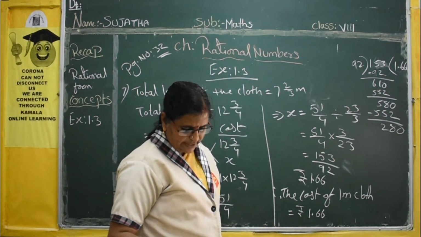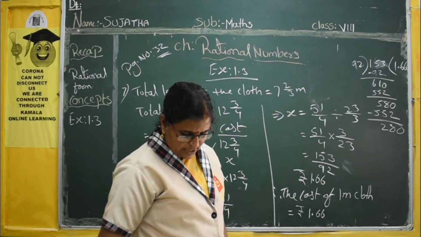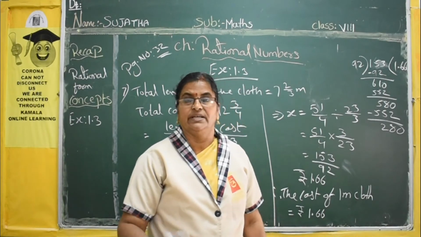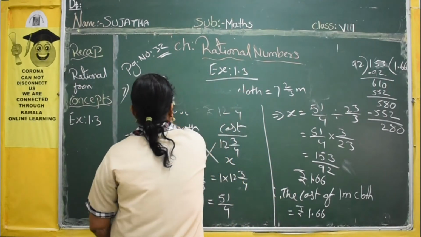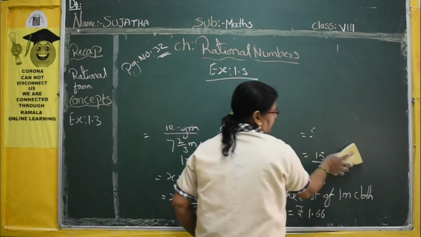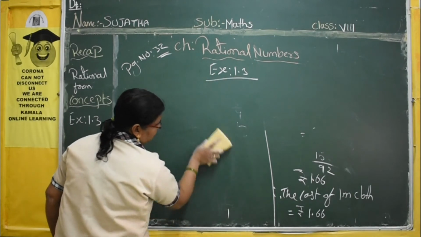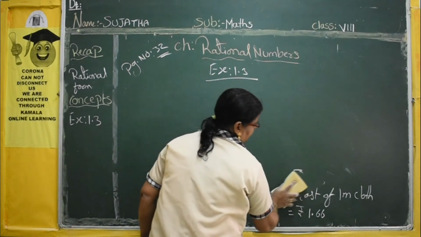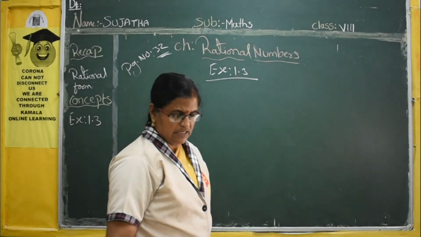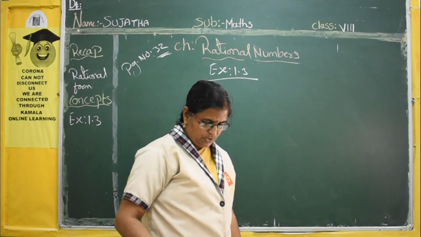Now 8th one. Find the area of the rectangular part which is 18 3 by 5 meters long and 8 2 by 3 meters broad. So what do you have to find? Area of the rectangle. What is the formula for area of a rectangle? L into B. Yes. Already you learned area of a square, perimeter of a square, perimeter of a rectangle, and area of a rectangle in 7th class, in the areas topic. That only we have to use.